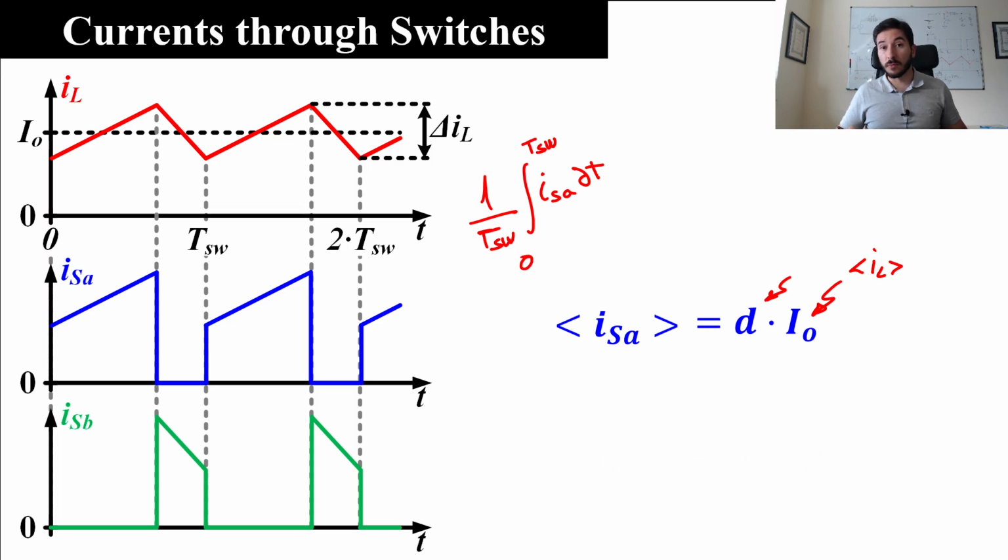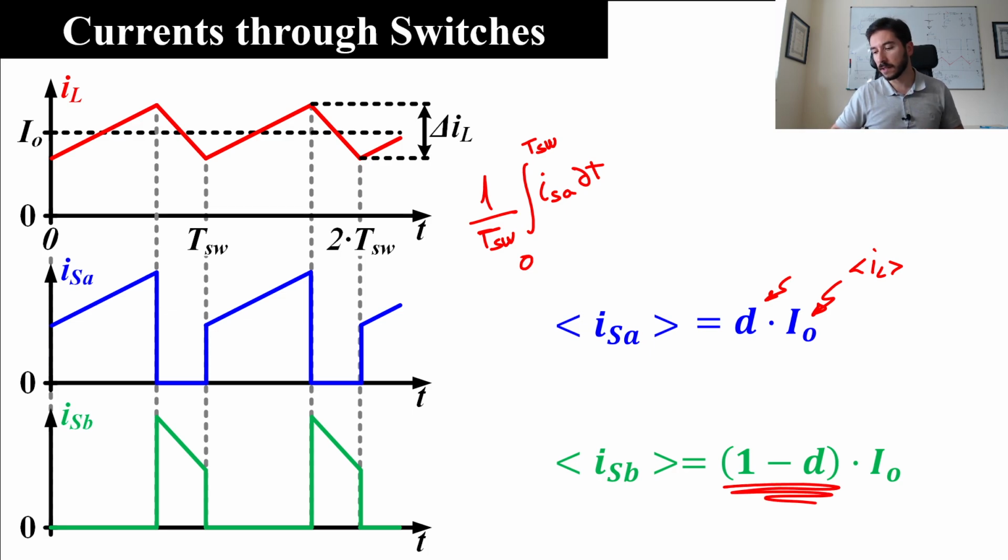Well, if you do the same with switch B, the solution is very similar, but the difference is here, instead of D, we have 1 minus D because switch B is driving current for 1 minus D times the switching period. That's why you get that expression there.